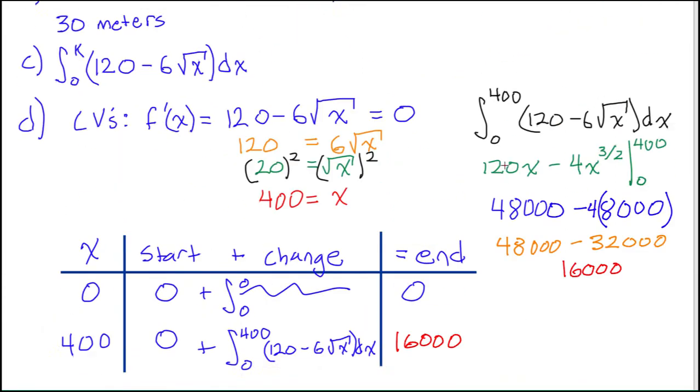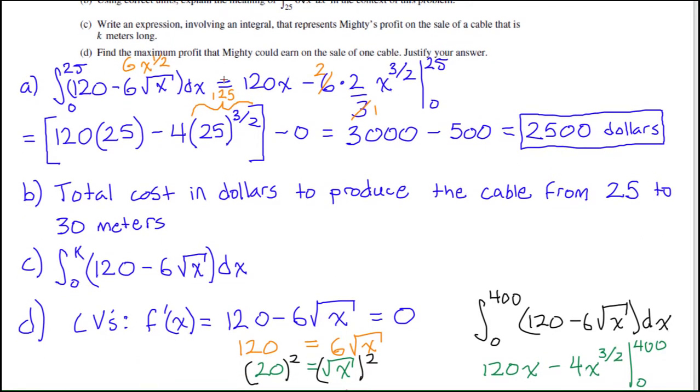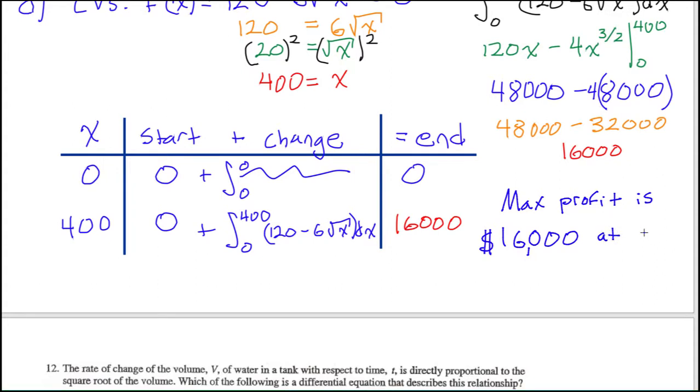All right, so our answer, what is it actually asking for? Just finding the maximum, not when it happens. On the sale of one cable, the max profit is $16,000. You don't need to have a comma; I'm doing it for the sake of looking cool. 16,000 at 400 meters. It didn't ask for the 400 meters.